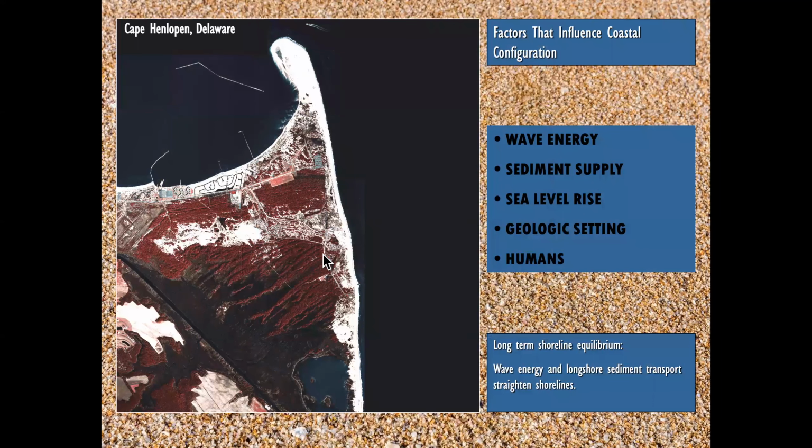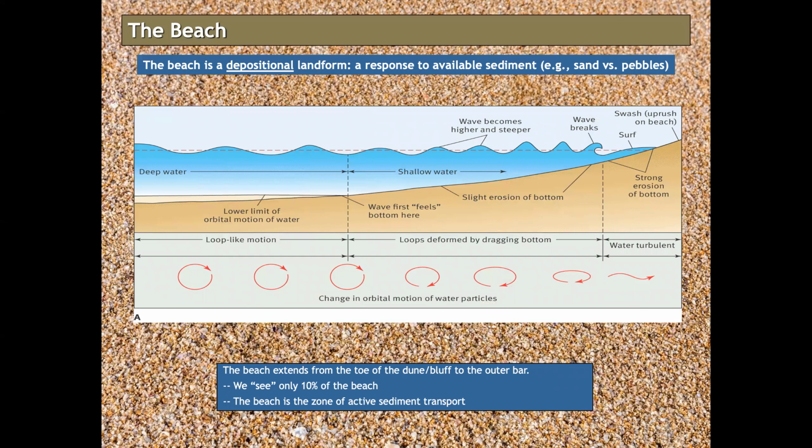So, wave energy is a function of the wind, of course. Factors that influence the way a coastal area looks would be obviously the energy of the water, the sediment, sea level, and of course, you have to take into account the people factor. So, a beach is a depositional landform, which is a response to whatever available sediment is there: sand, pebbles, coral, or a combination of all those things.